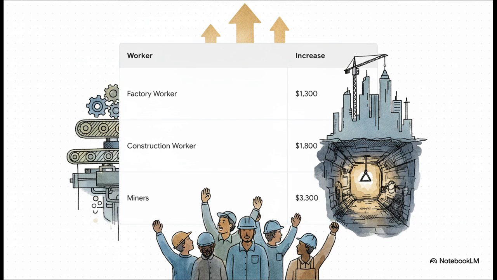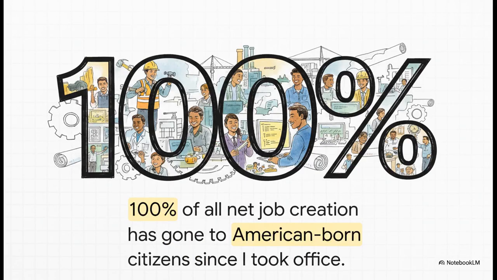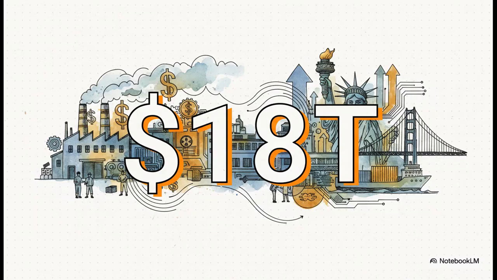Your paycheck. The argument isn't just that stuff is getting cheaper, it's that people are earning more. And it specifically focuses on blue-collar jobs. Factory workers, construction workers, miners. And then it makes a really, really important point about who is getting these jobs. The claim here is a total 180 from before, saying that every single new net job created has gone to an American-born citizen, 100%. So what's the magic ingredient here?